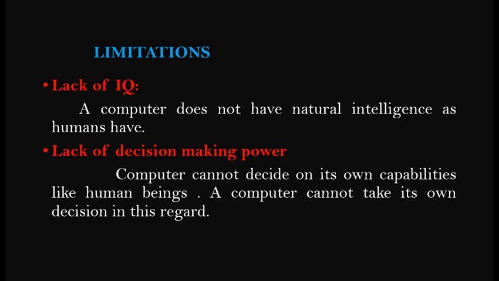We have intelligence. That is why we can make decisions and take decisions, but it is not possible for a computer. The next limitation is a corollary of the lack of IQ, that is, the lack of decision-making power. A computer cannot decide on its own capability like a human being. A computer cannot take its own decisions. Since it has no natural intelligence, it is not possible for it to take decisions on its own.